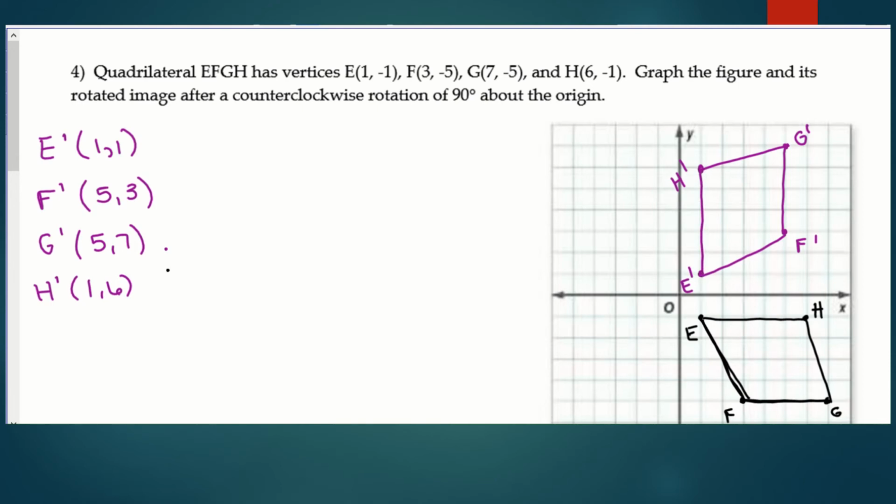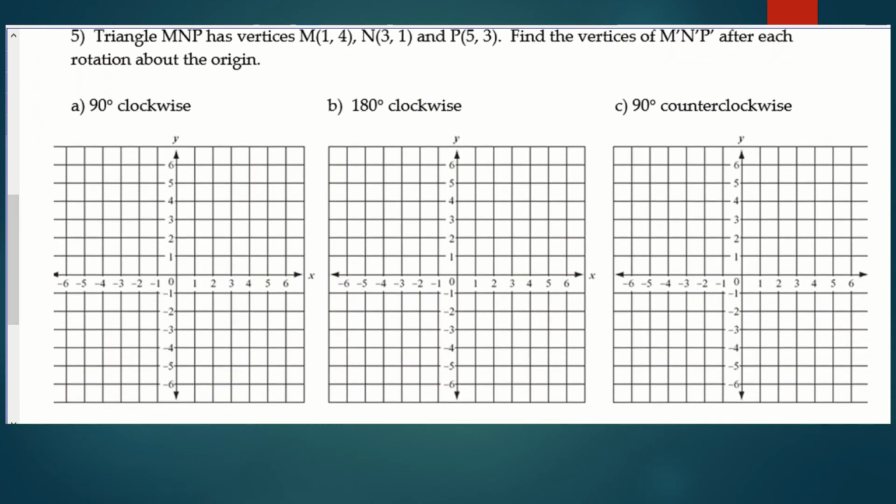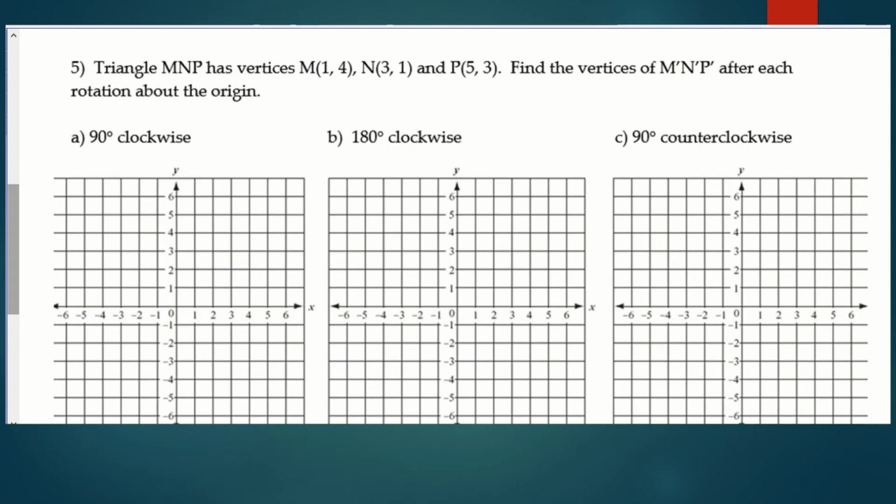Okay. So this is the original quadrilateral E, F, G, and H rotated counterclockwise about the origin 90 degrees. Okay, so on the bottom, let's take a look. For each of these, you can either apply the rule or you can rotate your paper. I am actually going to apply the rule in each of these cases. So let's take a look.